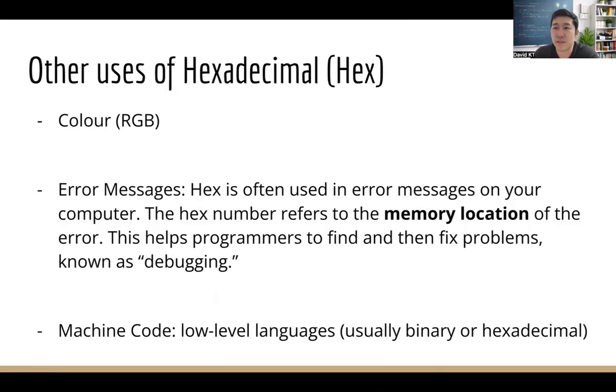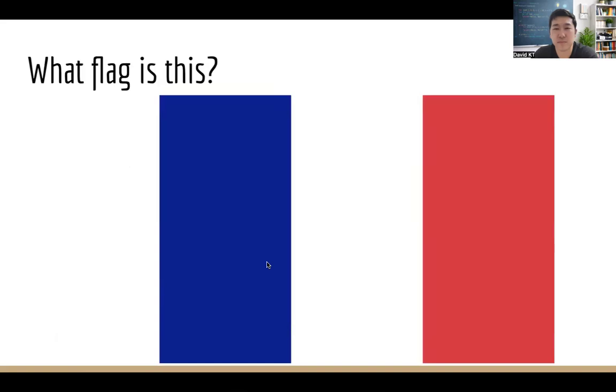Machine code. So machine code is not like Python or Java. Python and Java are portable. They're the same across different devices, different operating systems. Machine code is lower level language and it's machine dependent. So different operating systems could use different machine code. They could be written in binary or hexadecimal.